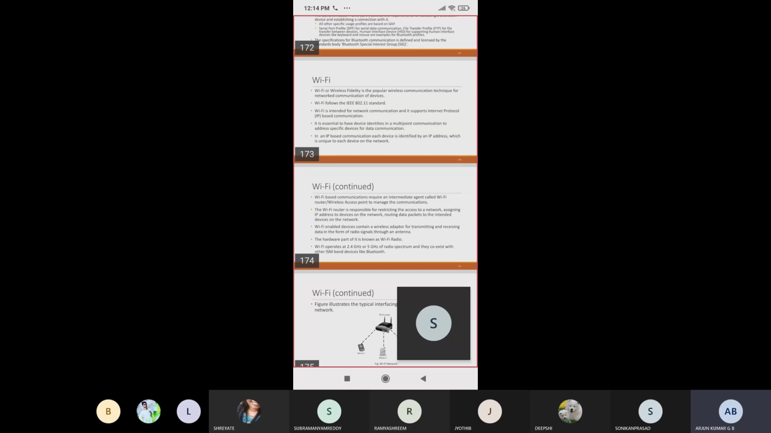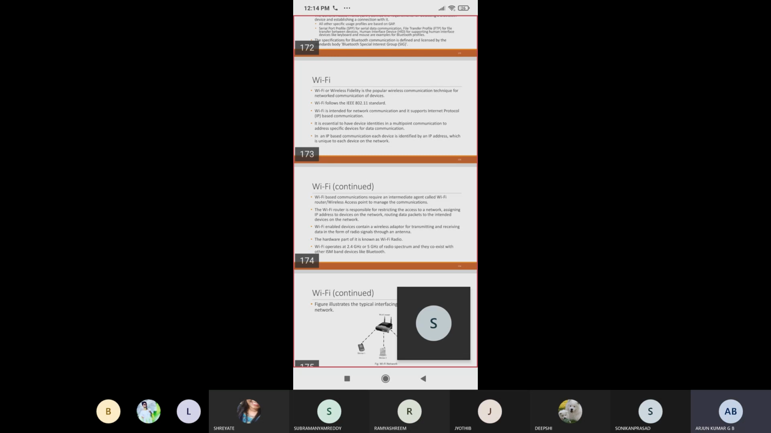Suppose you can take an example. There are 14 students. If anyone turns on their hotspot, what happens? That's a Wi-Fi connection, and everyone can access the network through a specific address. Specific address means that through that particular address only we can connect to that particular Wi-Fi point. That's why in IP-based communication each device is identified by an IP address, which is unique to each device on the network. For every Wi-Fi network, there is a unique IP address. Through that IP address only, we can access the particular network. This is a wireless communication system. Wi-Fi means wireless fidelity.